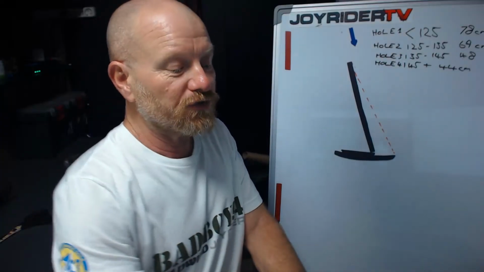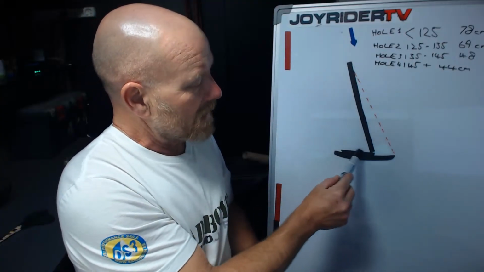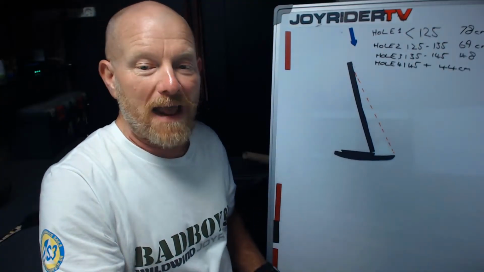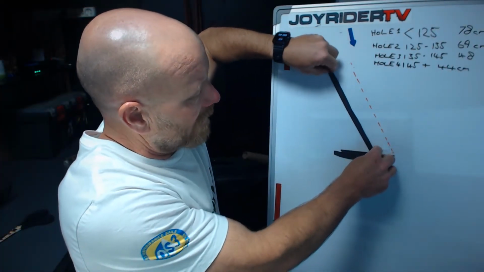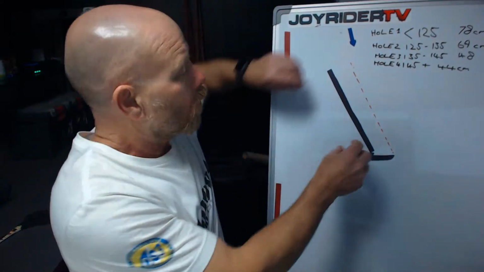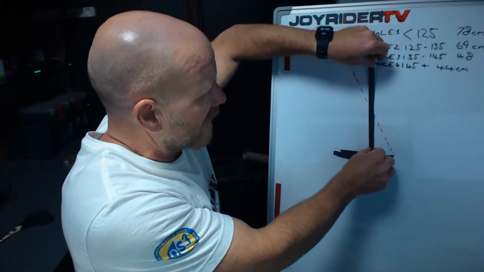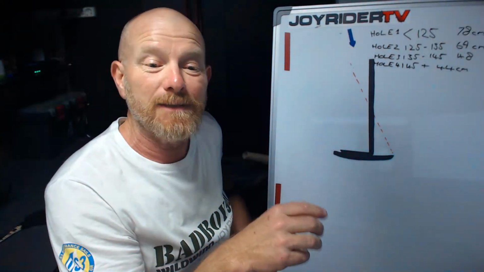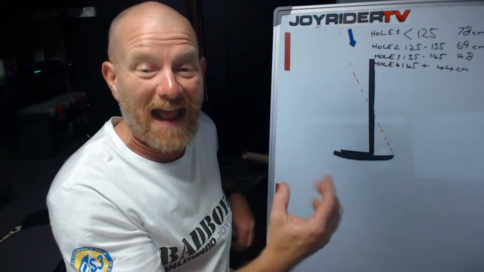What mast rake is talking about is the angle of the mast in relation to the angle of the platform. So if the mast was back here, that would be said to be a lot of mast rake. Whereas if the mast was absolutely straight up, this would be said to be no mast rake at all. So what we're looking to do is to find the sweet spot.